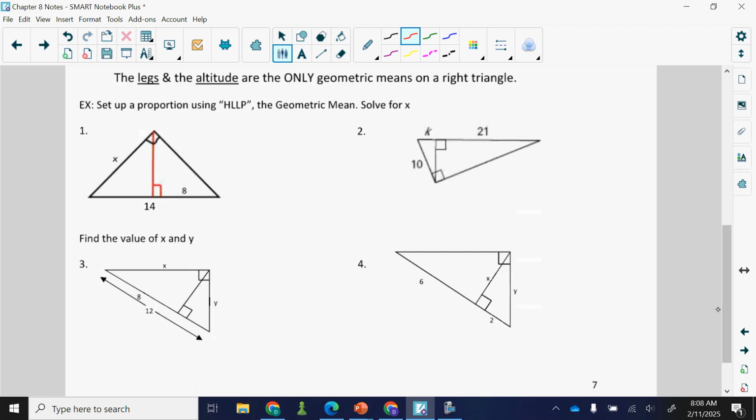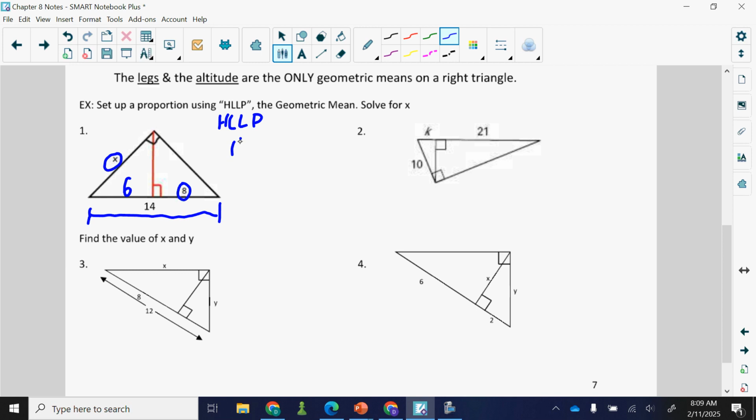Okay, so let's go ahead and use this relationship on example 1. So again, we already know we're going to use HLLP. Okay, so I have my whole hypotenuse here as 14. I have this part as 8. Okay, but if I'm finding x, that's the leg on the left-hand side, so I also need the part on the left-hand side. So 14 minus 8 goes to 6.